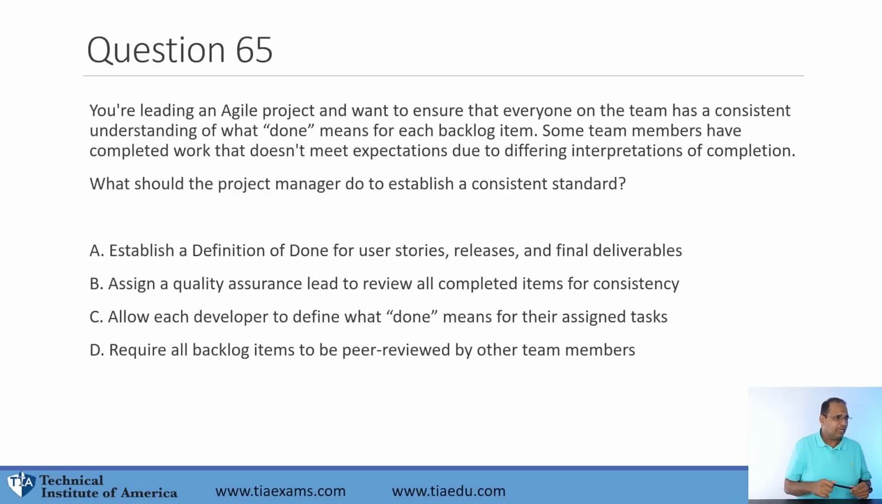Question: you're leading an agile project and want to ensure that everyone on the team has a consistent understanding of what done means for each backlog item. Some team members have completed work that doesn't meet expectations due to different interpretations of completion. What should the project manager do to establish a consistent standard? Establish a definition of done for user stories, releases, and final deliverables. Assign a quality assurance lead to review all completed items for consistency. Allow each developer to define what done means. Require all backlog items to be peer reviewed by other team members.